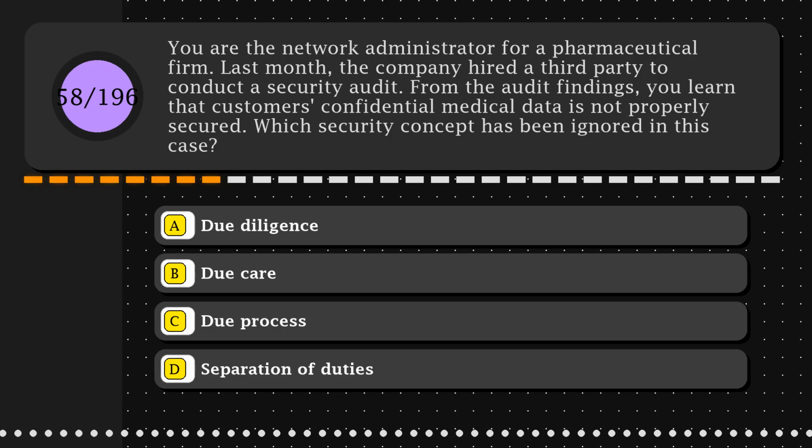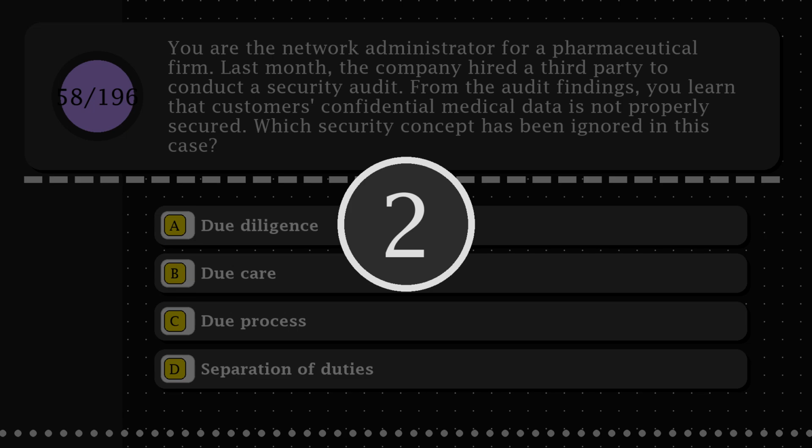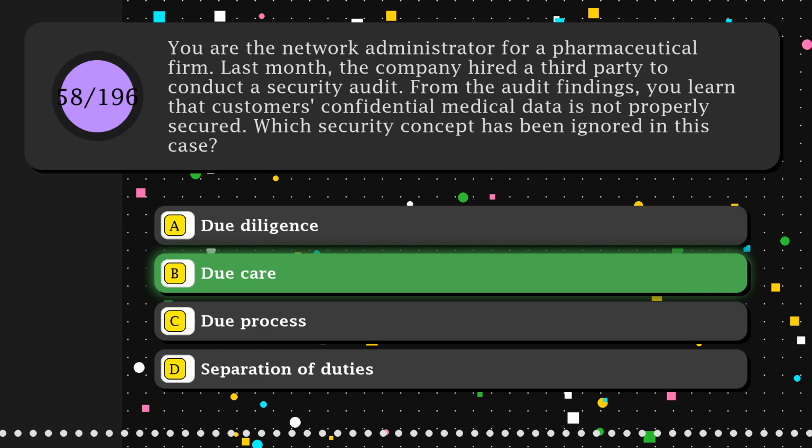Option A, due diligence. Option B, due care. Option C, due process. Option D, separation of duties. The correct answer is option B, due care.